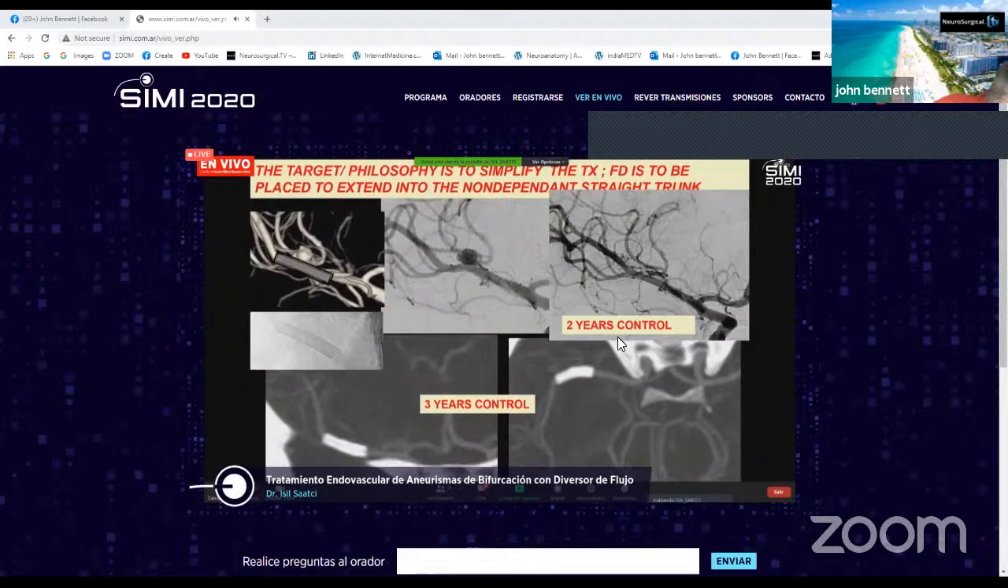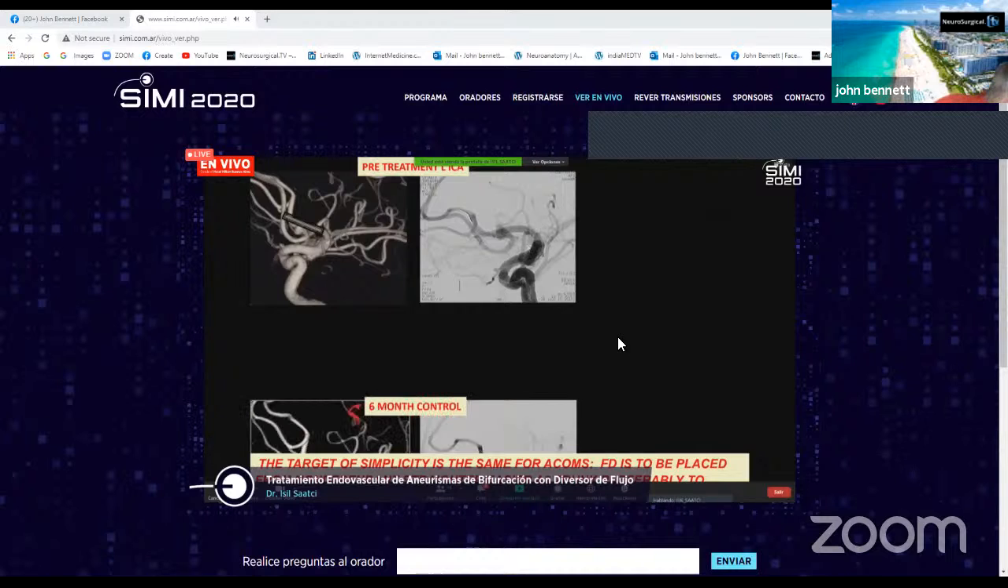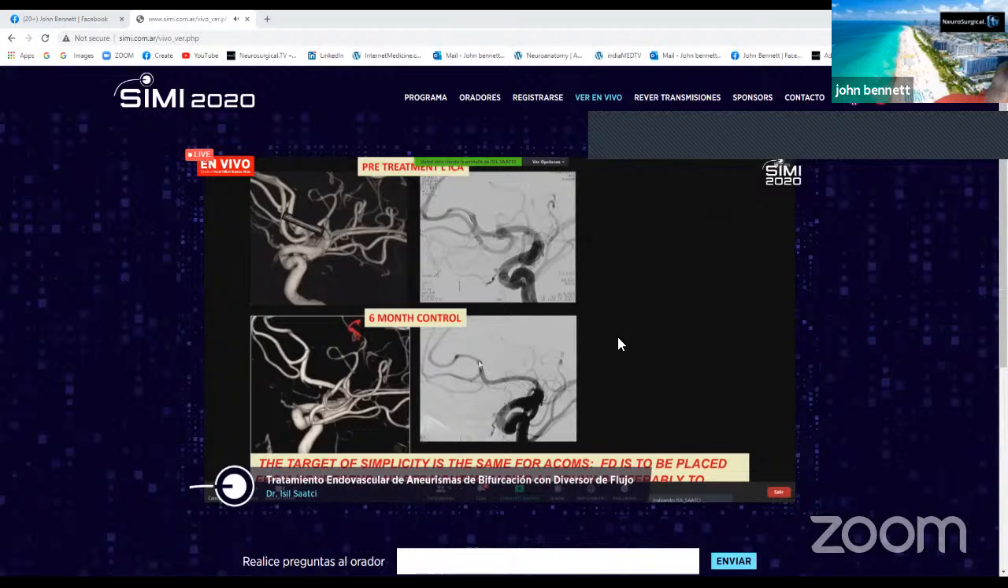The target of simplicity is the same for ACOMs. Actually, I'm going to mostly show ACOM and MCA examples because the distal aneurysms will be covered in the next session, I know. Anyway, in this ACOM aneurysm, the flow diverter is to be placed into the straight, non-dependent branch, the easier A2 trunk. And in the follow-up, the aneurysm is gone, with a very nicely reconstructed ipsilateral anterior cerebral artery. The contralateral A2 is not filling.